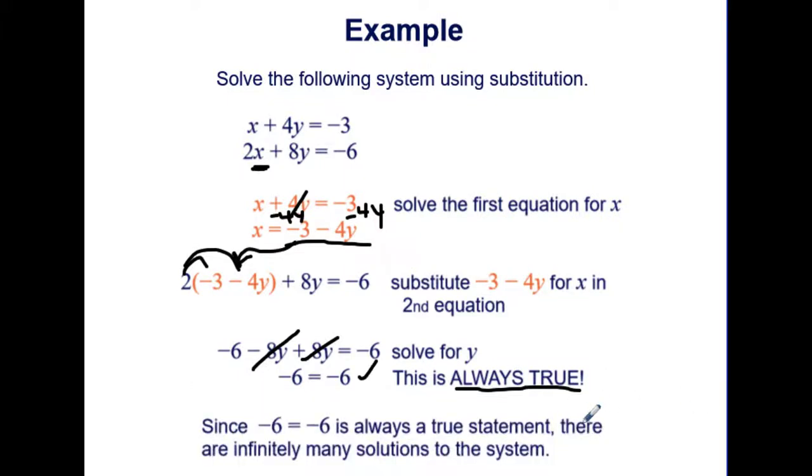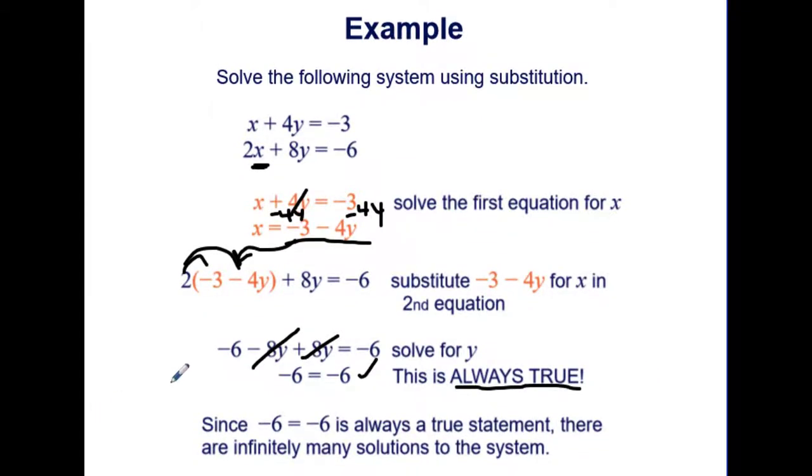So now, since negative 6 equals negative 6 is always a true statement, there are infinitely many solutions to the system. So we can conclude that anytime the variable disappears or cancels out and we're left with a true statement, the answer will always be infinitely many solutions. We now have these two special cases when trying to solve using substitution.